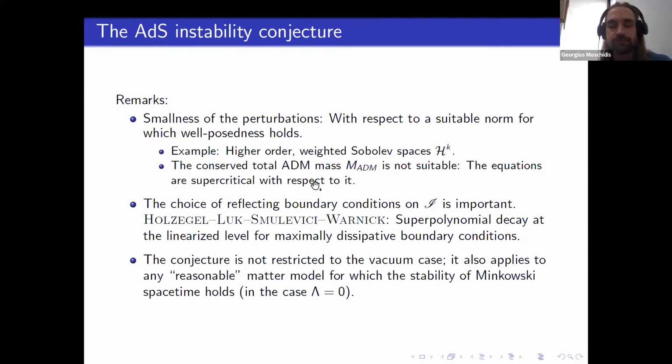Now, let me also stress that it's crucial for the validity of this conjecture that the boundary conditions chosen at infinity are reflective and therefore introduce confinement. If one switches instead attention to, let's say, dissipative boundary conditions, and more precisely to maximal dissipative boundary conditions, then a result by Holzegel, Luk, Smulevici, and Warnick says that linearized perturbations of AdS spacetime actually decay very fast. They decay at a super-polynomial decay rate.